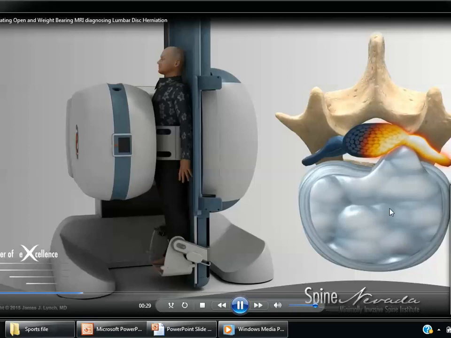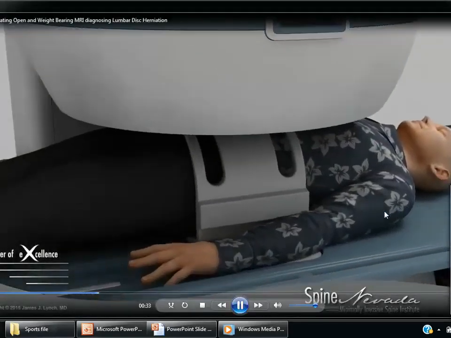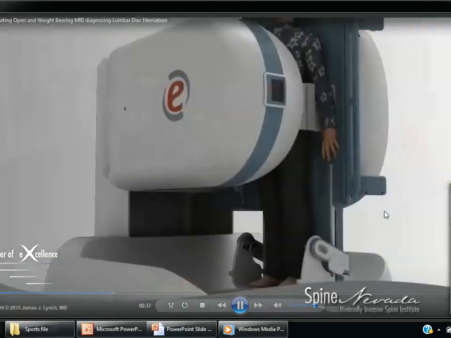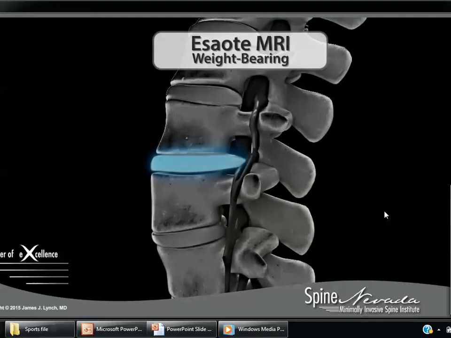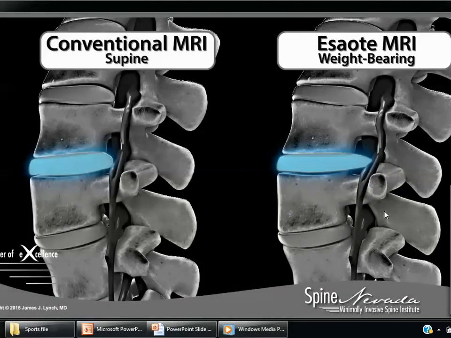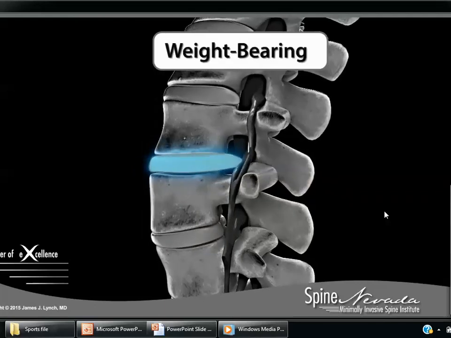The unique Esaote tiltable MRI obtains images in both the traditional horizontal position and tilts to an upright position during the same examination. The stress test MRI explains why patients hurt standing up but feel relief laying down, and why conventional MRI exams may fail to relieve the problem. The stress test MRI used to examine the lumbar spine visualizes the anatomy in both supine and weight-bearing positions, and shows increased pressure applied to the spine while standing.